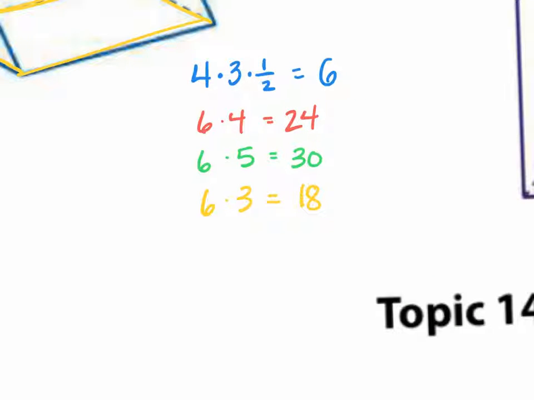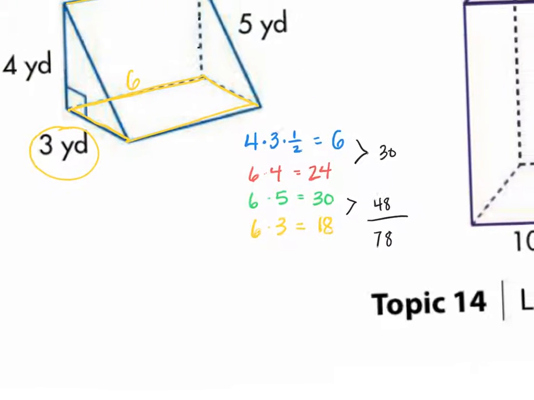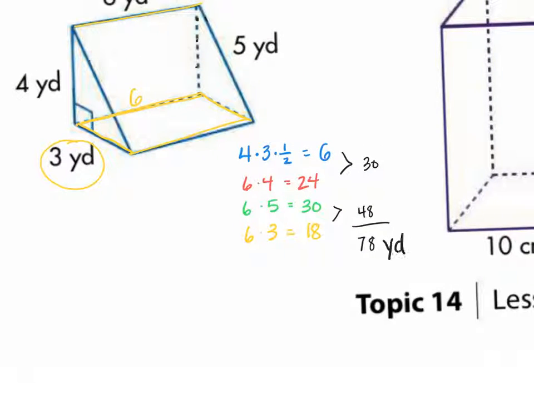I just need to add these numbers together. 6 and 24 is 30. 30 and 18 is 48. 30 plus 48 is 78. And yards squared.